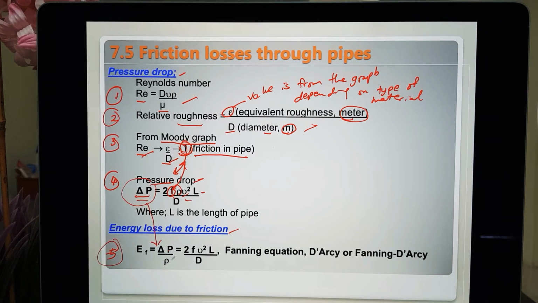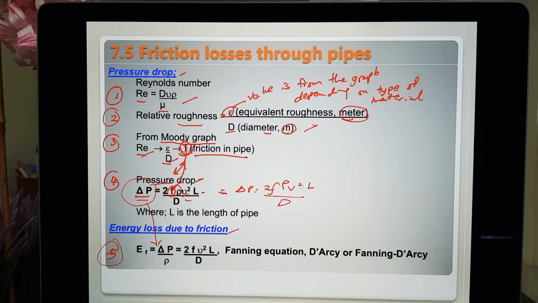Okay, divide by the rho of the liquid, or it can be simplified by 2F V square L over D. This one is known as the Fanning equation. And it is important for you to calculate using the correct equation, whereby delta P equals 2F times rho V square L over D.